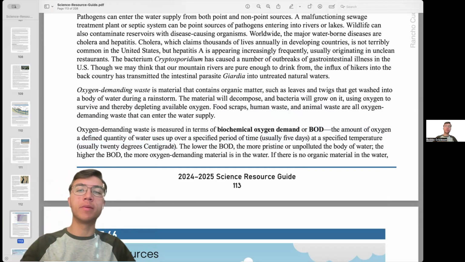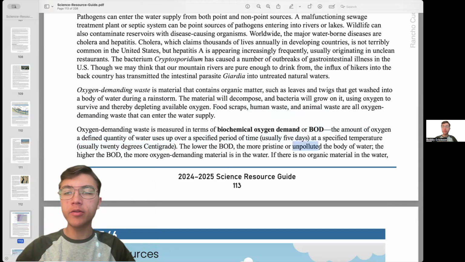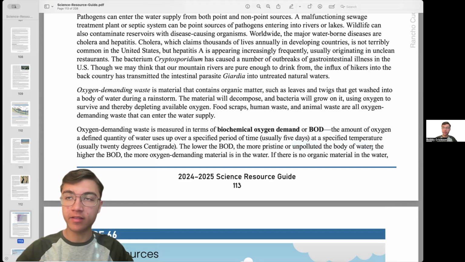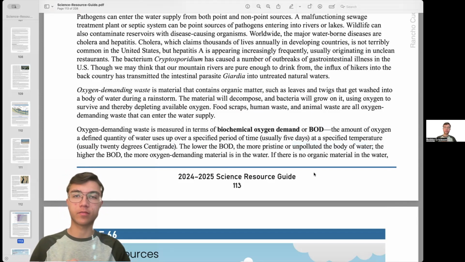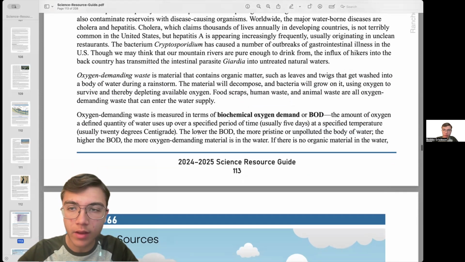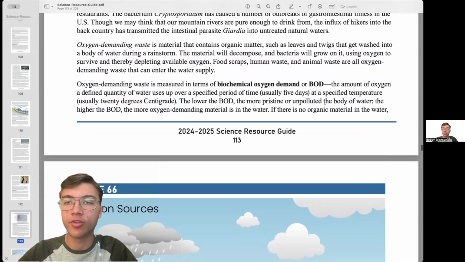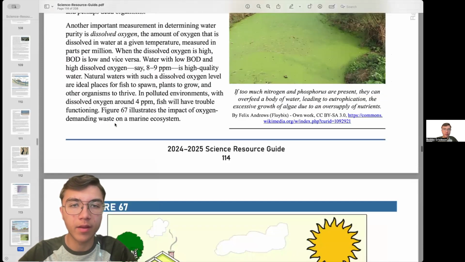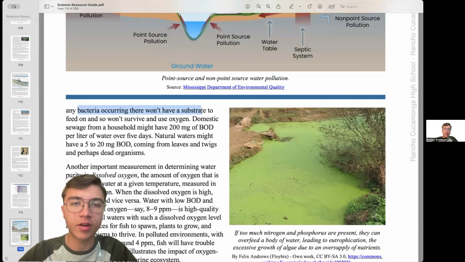Now, if we have lower BOD, then that means it's less polluted because less oxygen demanding waste is inside of it and less bacteria is growing on those different waste matters. If we have higher BOD, then we have more oxygen demanding material. But if there's no organic material in the water, the bacteria occurring there won't have anything to feed on. The substrate is just something to feed on. So it won't survive and use oxygen, so it won't be eating up that oxygen.